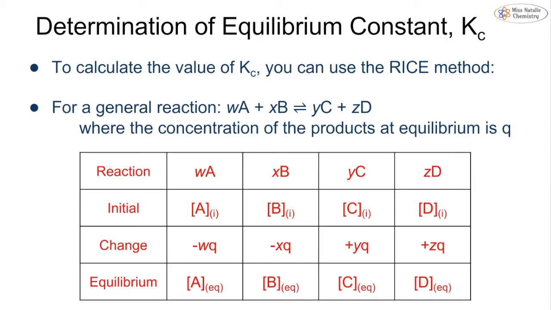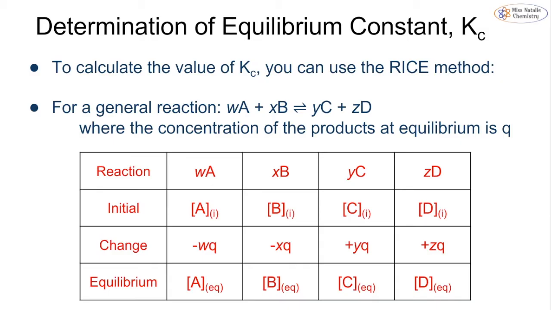For a general reaction that we've been looking at, so wA plus xB in equilibrium with yC and zD, we can use this RICE method, which stands for reaction, initial, change, and equilibrium. So we have our reaction, our reactants and our products. We know what our initial moles are. We look at what the change in our number of moles is, and then we determine what the number of moles is at equilibrium.